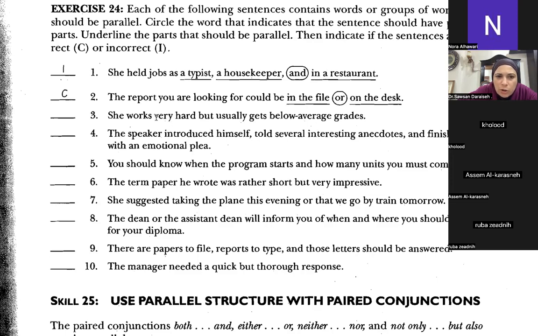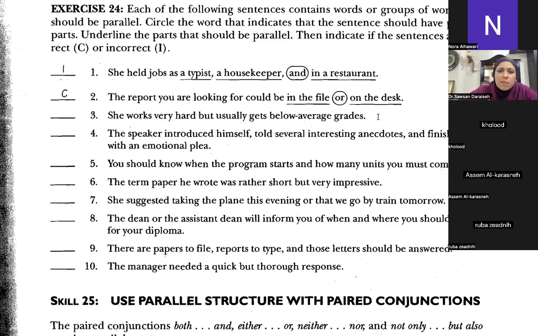For example, let's take a look. What do we have here? She works very hard. So we want to focus here on this verb, because we're going to talk about verbs here. We're talking about the same woman. She works very hard, but usually gets, it means she usually gets. You can do this when you have a conjunction like but. You don't have to repeat she. So we want to work on the verb here. She works very hard, but usually gets. Works and gets, it's fine.